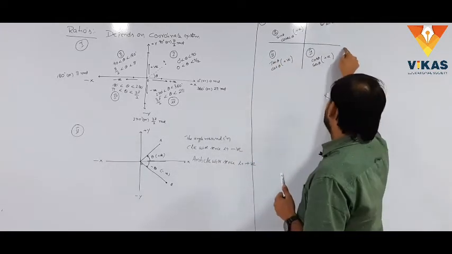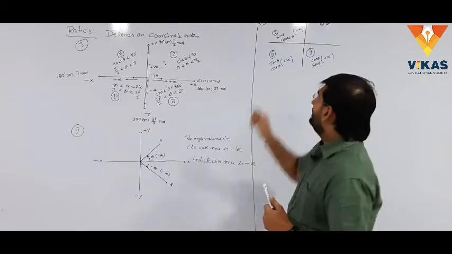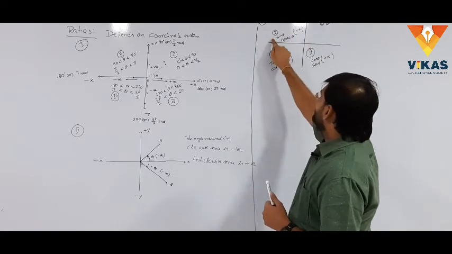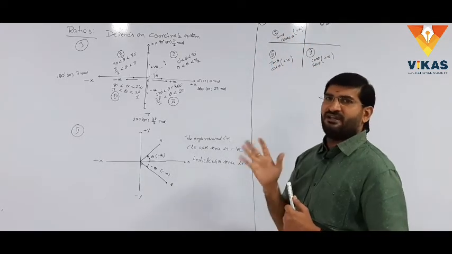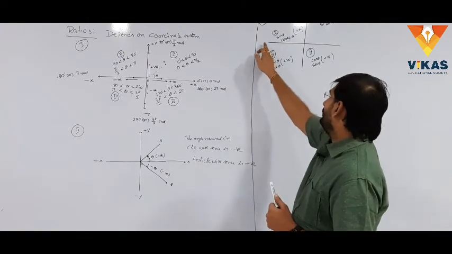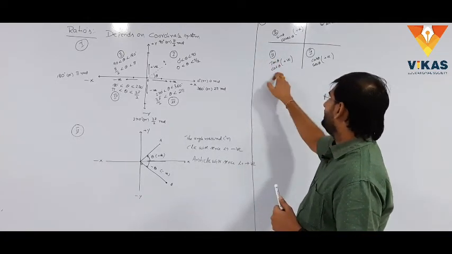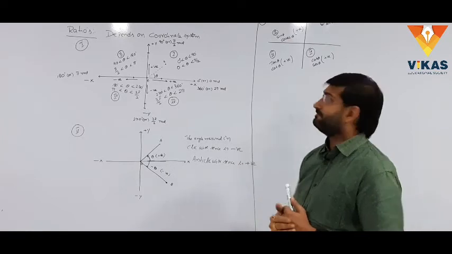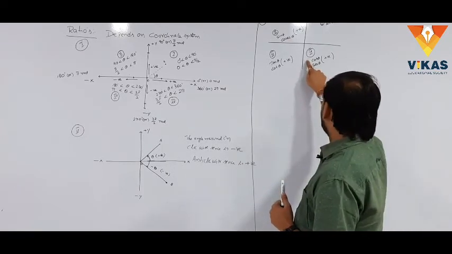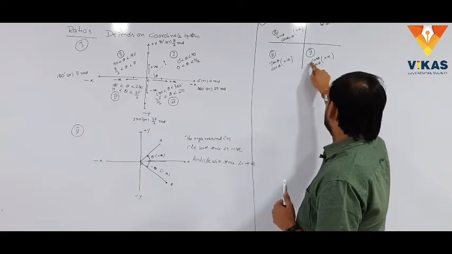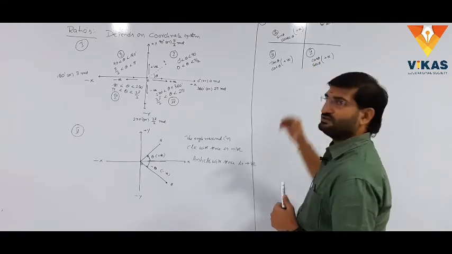Like between 0 degrees and 90 degrees. Here 90 degrees to 180 degrees, sin theta and cosecant theta are positive, remaining all are negative. Here 180 degrees to 270 degrees, tan theta and cot theta are positive, remaining all are negative. Here fourth quadrant, all silver tea cups, cos theta and secant theta are positive, remaining all are negative.